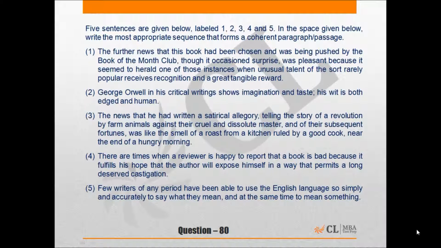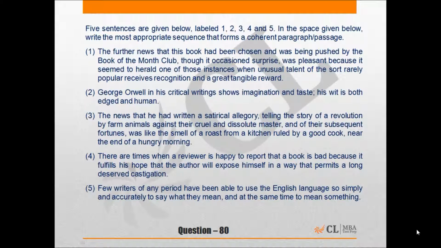When we look at the other statements 2, 4 and 5, we see that 2 and 5 are another mandatory pair. Sentence 2 introduces George Orwell and talks of his qualities, and sentence 5 takes it forward by saying that there are very few writers who use the English language as well as George Orwell. Since the subject is already introduced in 2 and 5, we can decide that 2, 5 will definitely come before 3, 1.